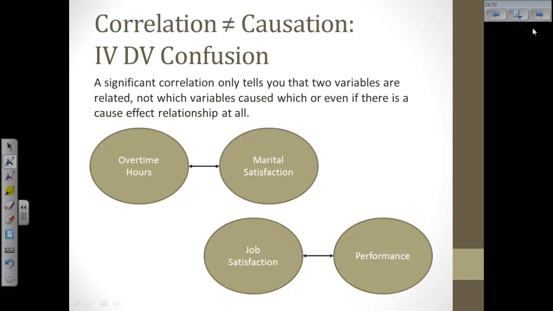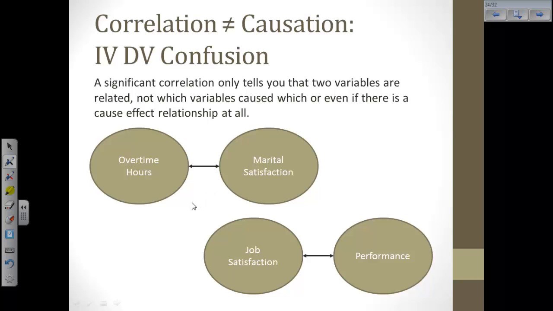A significant correlation only tells you that two variables are related, not which variables cause which, or even if there's a cause-effect relationship at all. So sometimes it can be unclear which variable in your relationship is the independent variable and which is the dependent variable. So in that case, the direction of causality is unclear, if there's even causality at all. You don't necessarily know which one came first. So these pictures represent how correlational relationships are depicted in graphical form. This little double-sided arrow implies we don't know for sure which one came first.